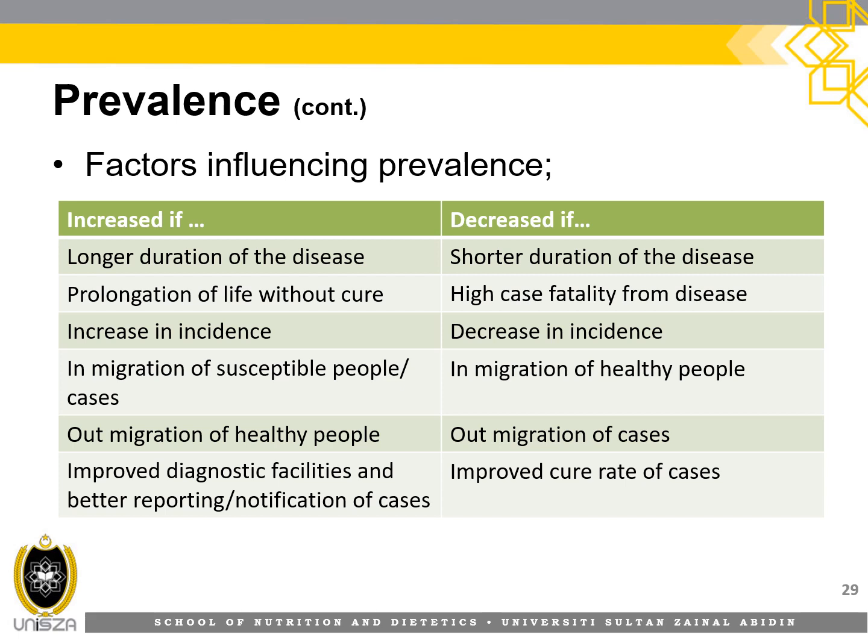Prevalence will be decreased if there is a shorter duration of the disease, high case fatality from disease, a decrease in incidence, in-migration of healthy people, where our denominator increases, out-migration of cases, and improved cure rate of cases.